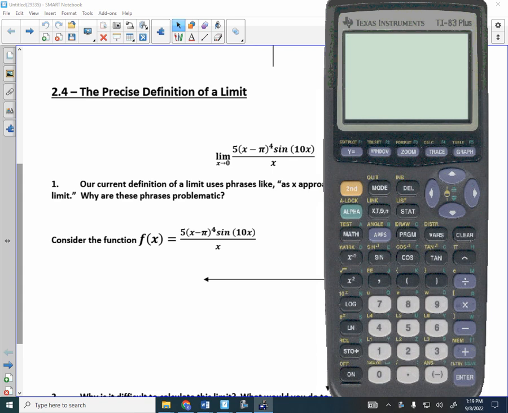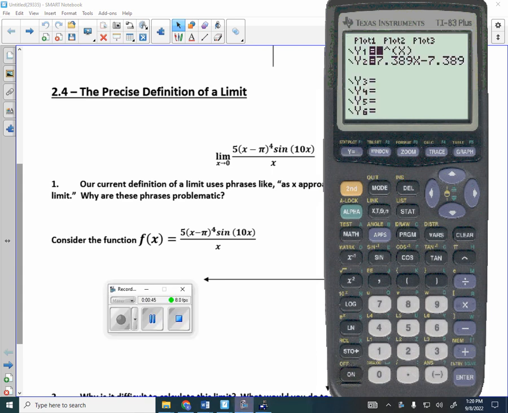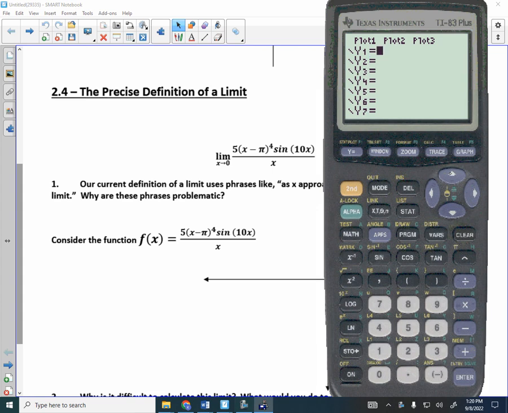So what about this limit? Doesn't that function look ridiculous? Yeah. So let's type that in. Let's make sure everybody has it because that's where we're going to start tomorrow, making sure we all have that typed in accurately. And so I'm going to clear that out, and I'm going to type parentheses, 5, parentheses, x minus pi, parentheses to the 4th power.